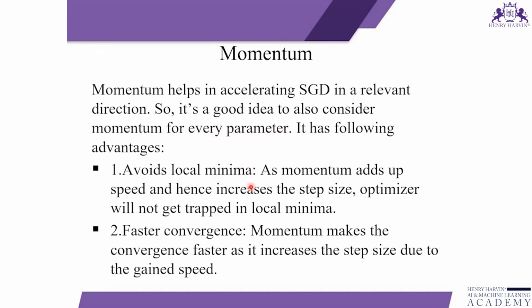The advantages are, first, it avoids local minima. As momentum adds up speed and hence increases the step size, the optimizer will not get trapped in local minima. And the second advantage is faster convergence. Momentum makes the convergence faster as it increases the step size due to the gained speed.